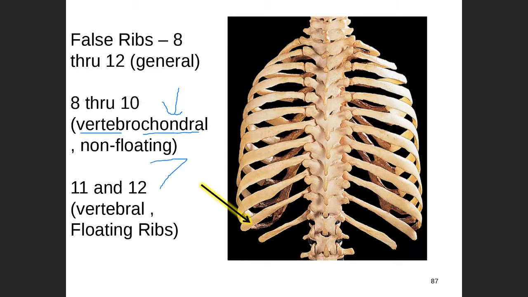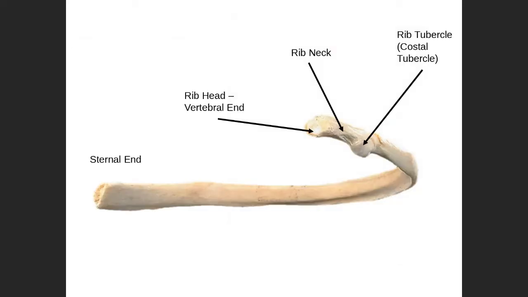And then the last 2 are the floating ribs. They're still false, except they don't attach onto anything other than the vertebrae. So they're just called the vertebral ribs. You can call them floating ribs or vertebral ribs. They don't have cartilage. They're just out there in space. You should be able to see all that labeled there for you. Sternal end, vertebral end, that's where you'll find the rib head, the rib neck, all that.